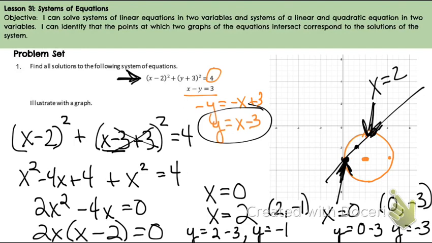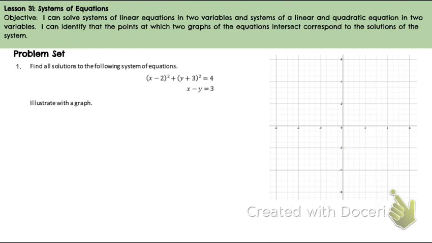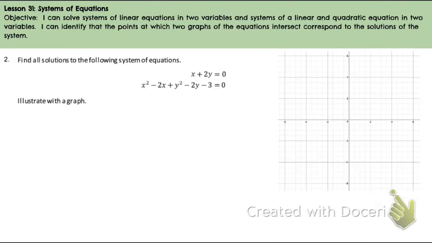Okay, all right, let's move on. I'm on page 6 now. Well, might not be on page 6, because my copy looks a little different than yours. Okay, I'm on problem 2. It says find all solutions to the following system of equations, x plus 2y equals 0, and then this big x squared minus 2x plus y squared minus 2y minus 3 equals 0.